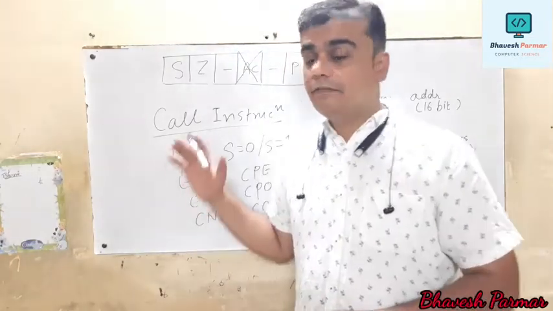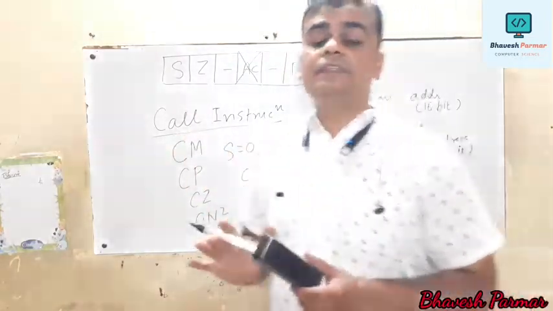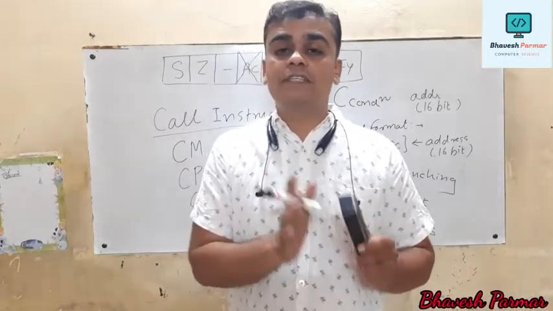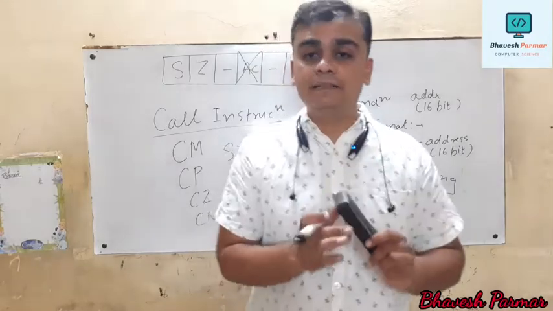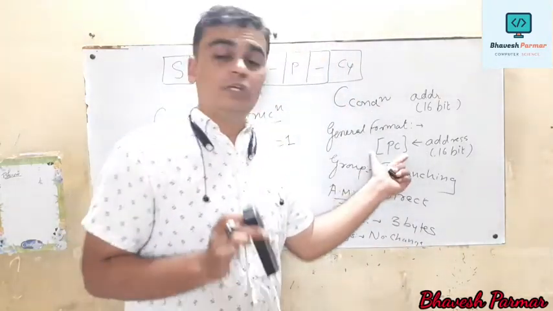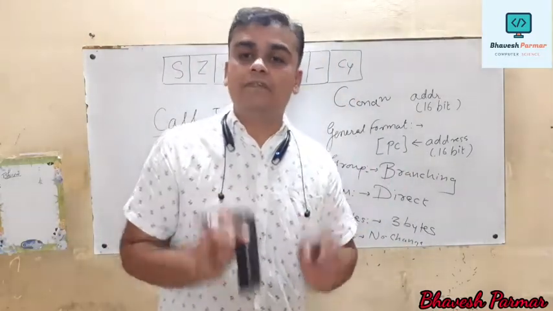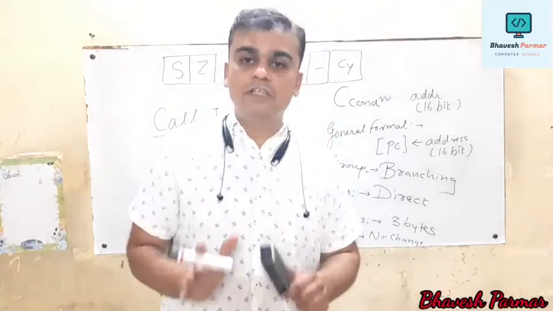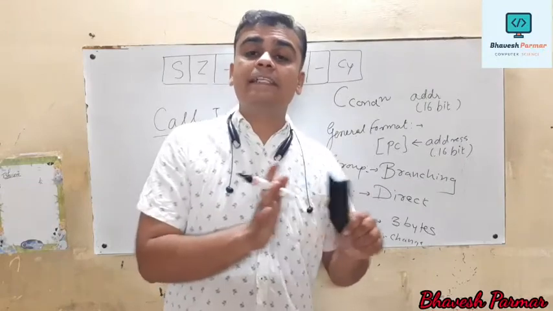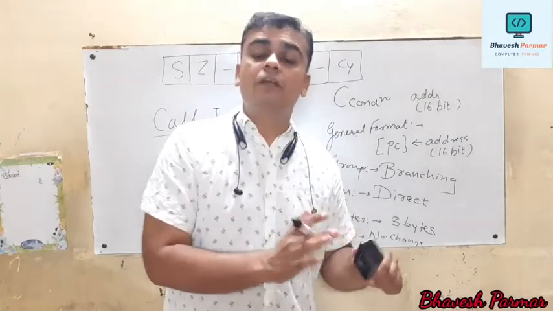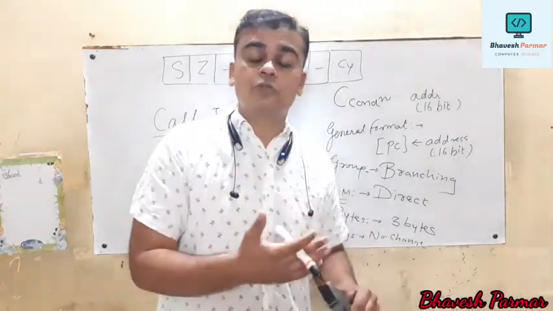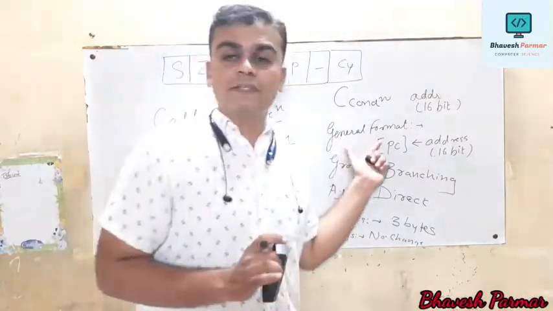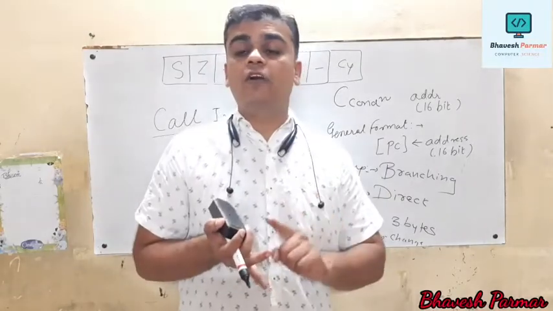So in this way we have discussed call instruction, and it works to execute a number of statements given at a particular address, and in that case your program counter gets affected. And what is the role of the program counter? The program counter stores the address of the memory location where the next instruction is stored, and you have to execute that instruction. So in this way we have discussed jump instruction and call instruction.